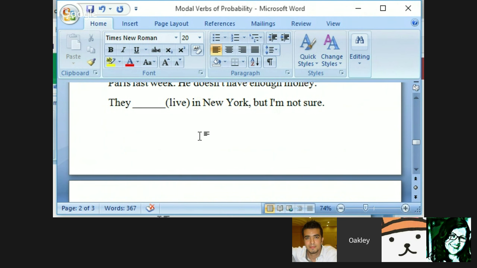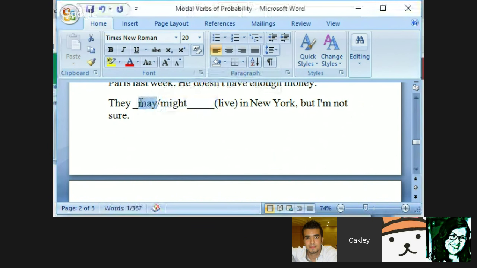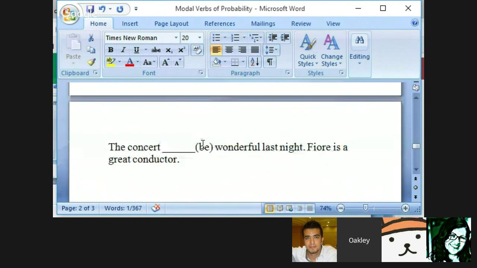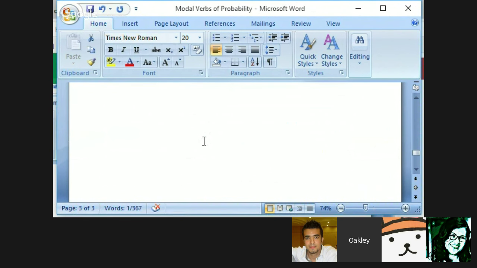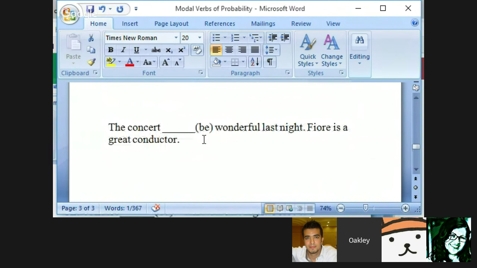They couldn't live in London. They couldn't live in Los Angeles. There's way too many cities to be messing around with "could" here. It sounds strange. I'm not sure. 50-50 chance. So they may live in New York, or they might live in New York. In spoken English, probably "might." Again, "may" is a little more formal. Either is okay and acceptable, but personally, I would definitely use "might." They might live in New York. I'm not sure. That sounds like a spoken sentence to me, not something you'd be writing.